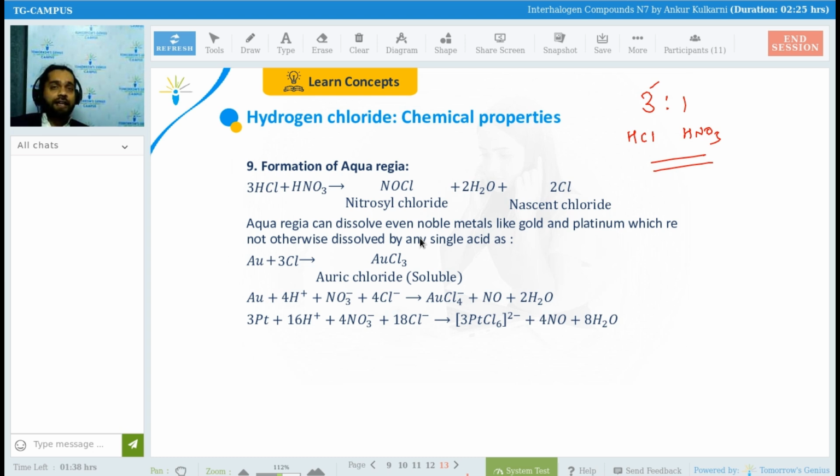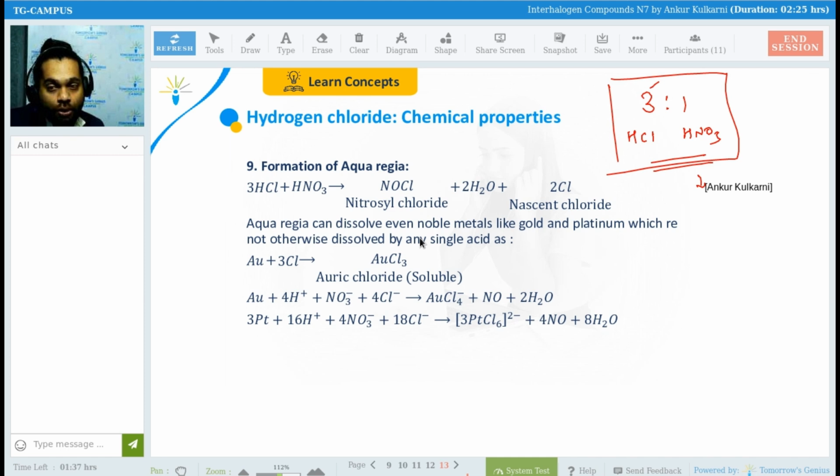So I told you about aqua regia, isn't it? Like it fell on my shoe, and my shoe was made of cloth, and what happened was that I could see through from both the ends. Luckily my feet did not get hurt, but there was a big hole in my shoe. So aqua regia, what we do, we add 3:1, 3 HCl to 1 HNO3. This is your aqua regia.